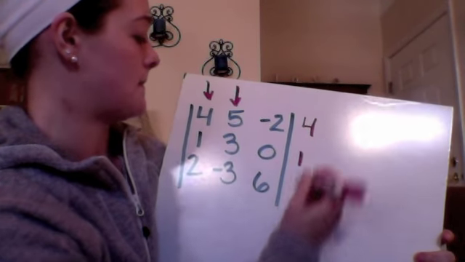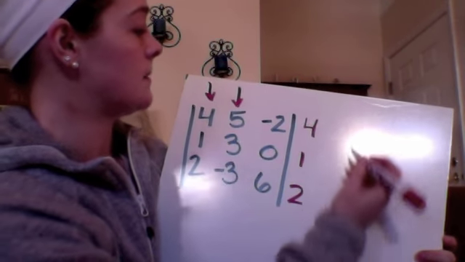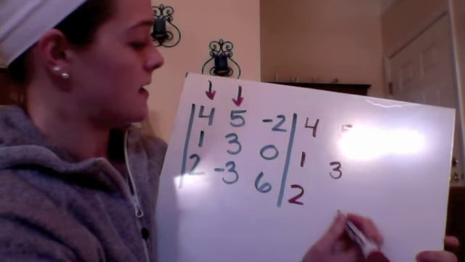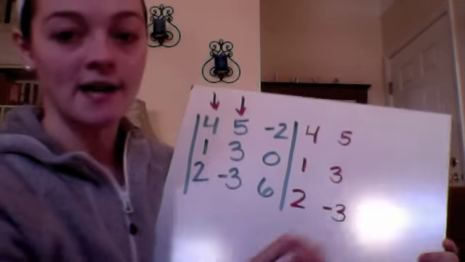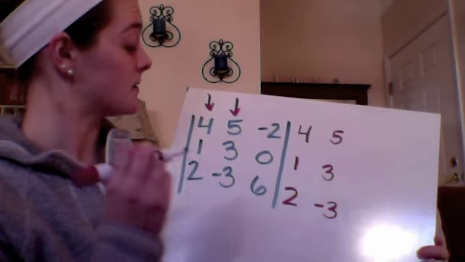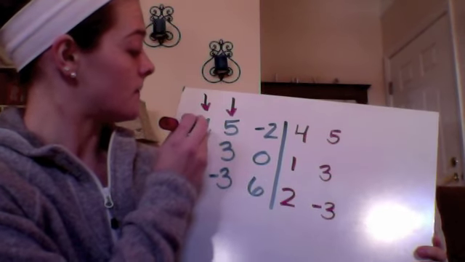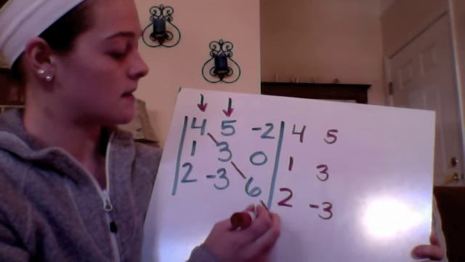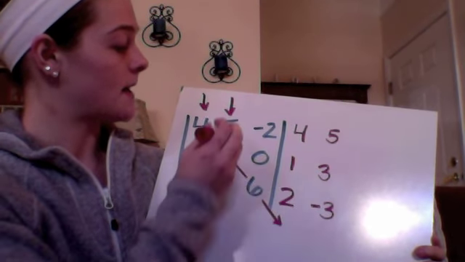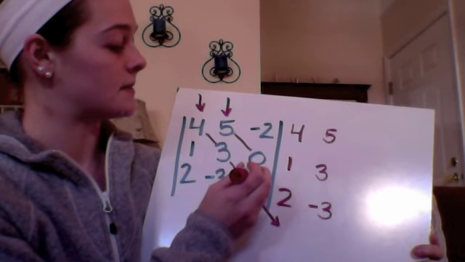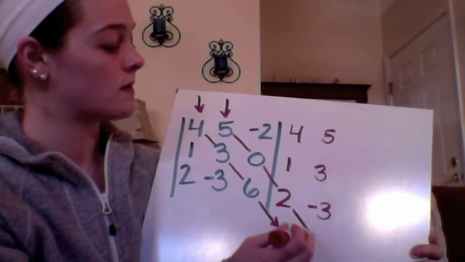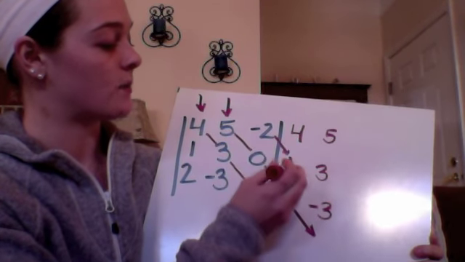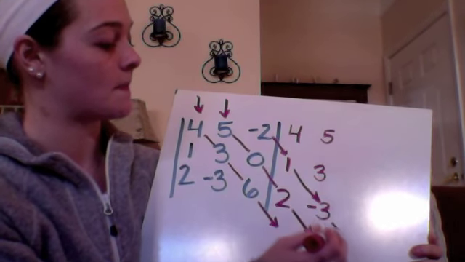right on the outside. This is very similar to the way that I just did it with the 2 by 2. So I'm going to use downward diagonals and upward diagonals. So my first diagonal, 4 times 3 times 6. Alright. My next one is going to be 5 times 0 times 2. And my last downward will be negative 2 times 1 times negative 3.